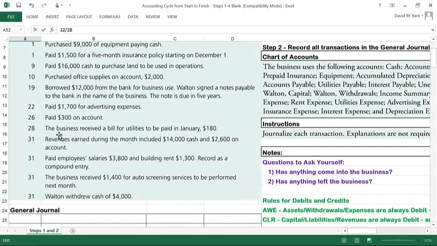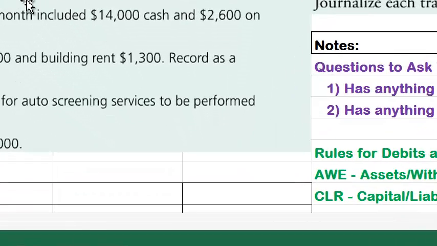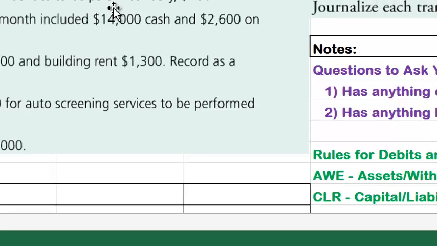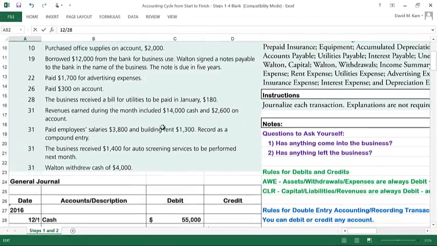The 28th says, the business received a bill for utilities to be paid in January for $180. Now, oftentimes students misunderstand this as, oh, well, there's not a transaction in this case. Well, there is, because we've incurred this expense for utilities. It doesn't matter when we're going to pay for it. So we have to record that expense in this accounting period. And we owe it. We're not going to pay it till later. So let's see how this is going to work.